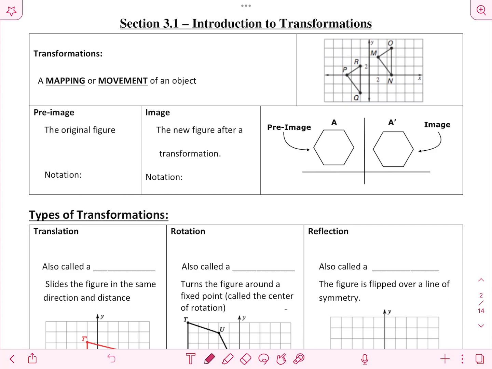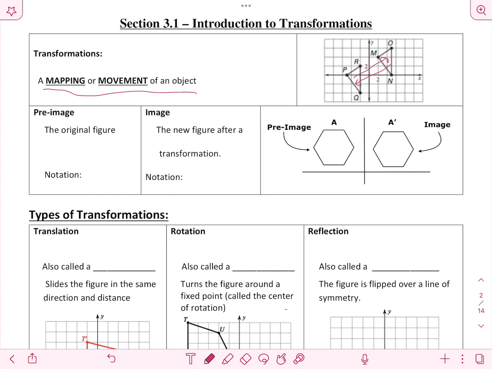Today we're going to look at transformations, how we move shapes around the coordinate plane, and some symmetry things. So transformations are a mapping or a movement of an object. There's really nothing to add to this definition, but we see on this graph that we either started at PRQ and we moved it to MON, or maybe we started at MON and we moved to PRQ. That's the transformation we're going to look at in this class, moving things around.